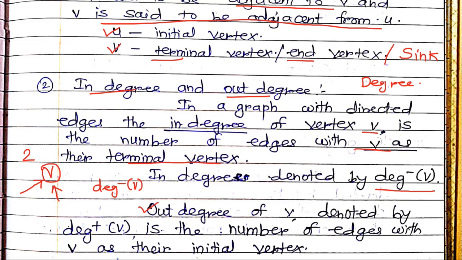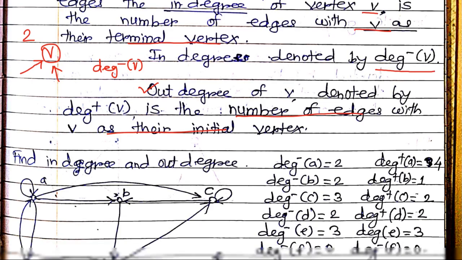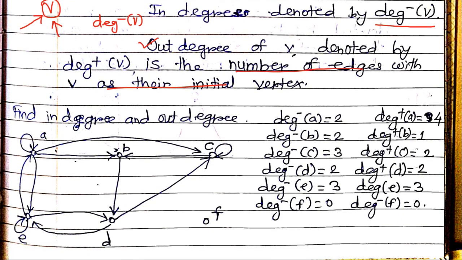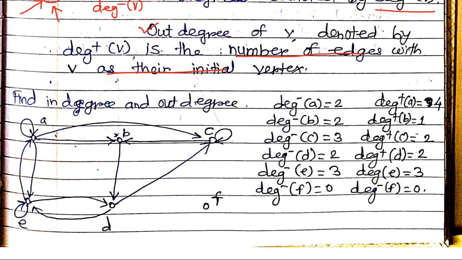Now the out degree of vertex v is defined as the number of edges with v as the initial vertex, meaning the number of edges which start from that particular vertex v. Let's say there is a vertex v and an edge starting from it to another vertex, say z. This is the out degree of vertex v, so the out degree of v is 1. It is denoted by deg plus of v. That is the out degree.